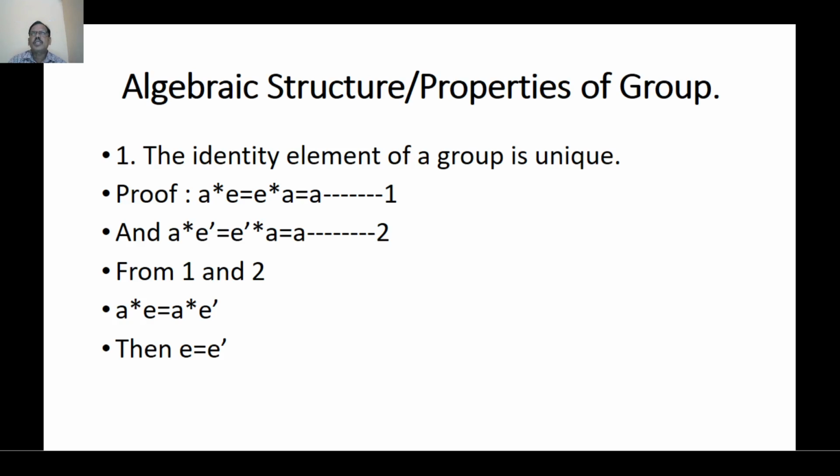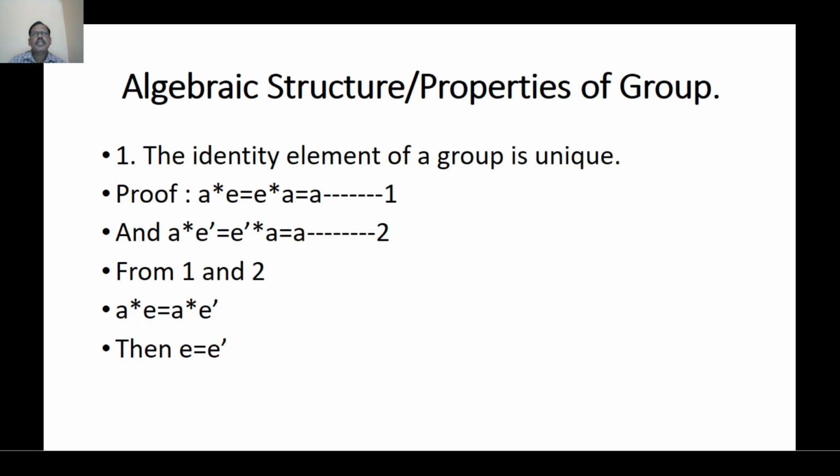A group is an algebraic structure with binary operation star satisfying four properties: closure property, associative property, identity property, inverse property, and commutative property. Then it is called an abelian group. Closure property means for all a, b belongs to G, a star b belongs to G. Associative property is for all a, b, c belongs to G, (a star b) star c is equal to a star (b star c).